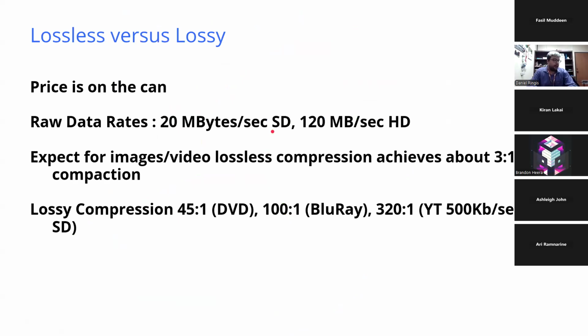So, lossless versus lossy, like I said, prices on the can, what they're named is what they are. A lot of times, lossless compression tends to get you about 3-to-1 compaction, just getting you a third of it. Whereas lossy compression, especially in physical media like DVDs and Blu-ray, gets you a 45-to-1 or 100-to-1 ratio. Video streaming tends to try and get even more. YouTube on standard definition will get you 320-to-1, but still very viewable compared to the raw image itself.